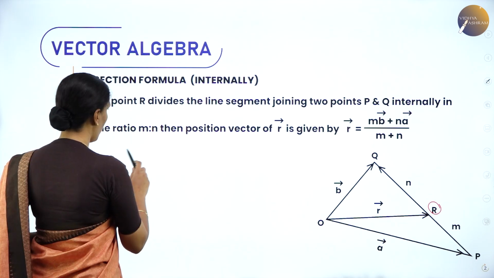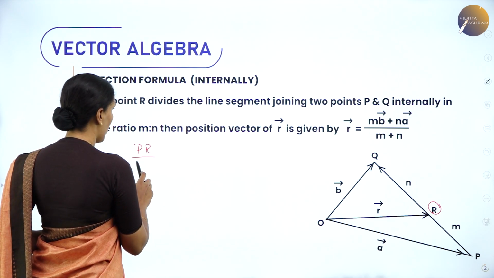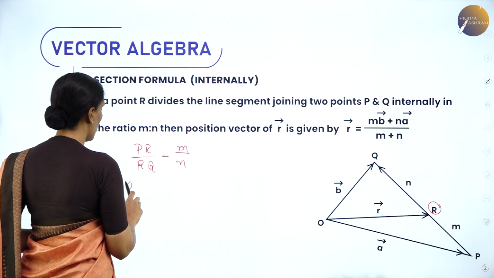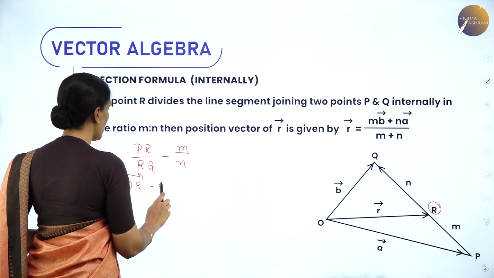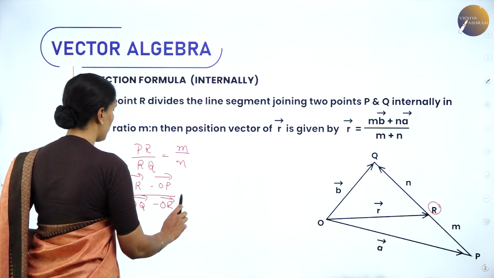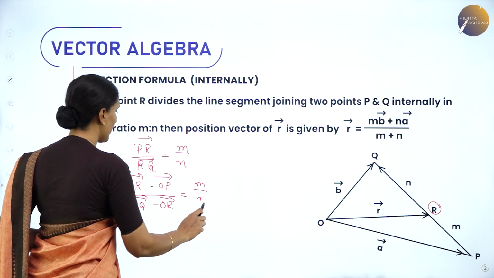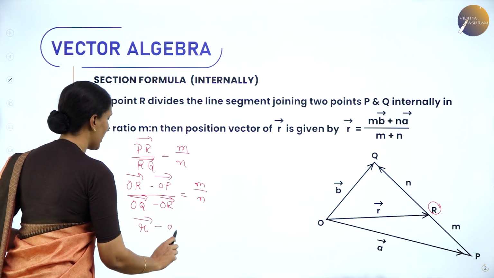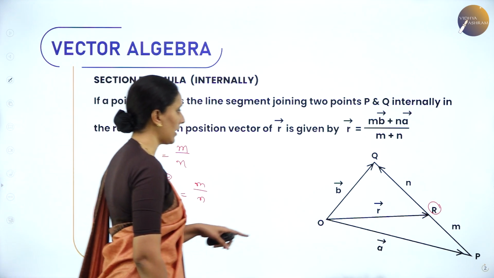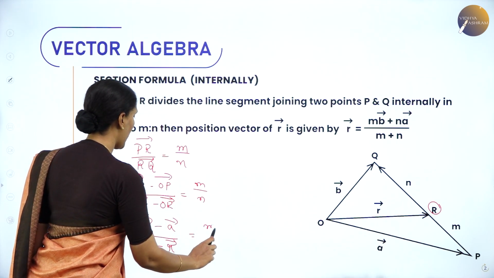So from the figure, we can write PR divided by RQ is equal to m by n. So this is OR minus OP divided by OQ minus OR, using the position vectors of vector PR and vector RQ. This is equal to m by n. So we will get vector R minus vector A divided by vector B minus vector R, because here we can clearly see OQ is B, OP is A and OR is R. Now this is equal to m by n.